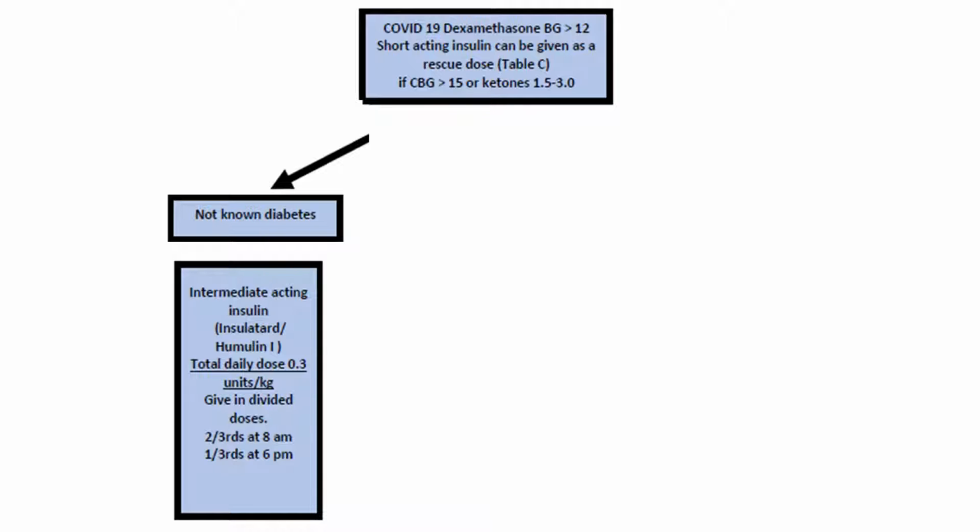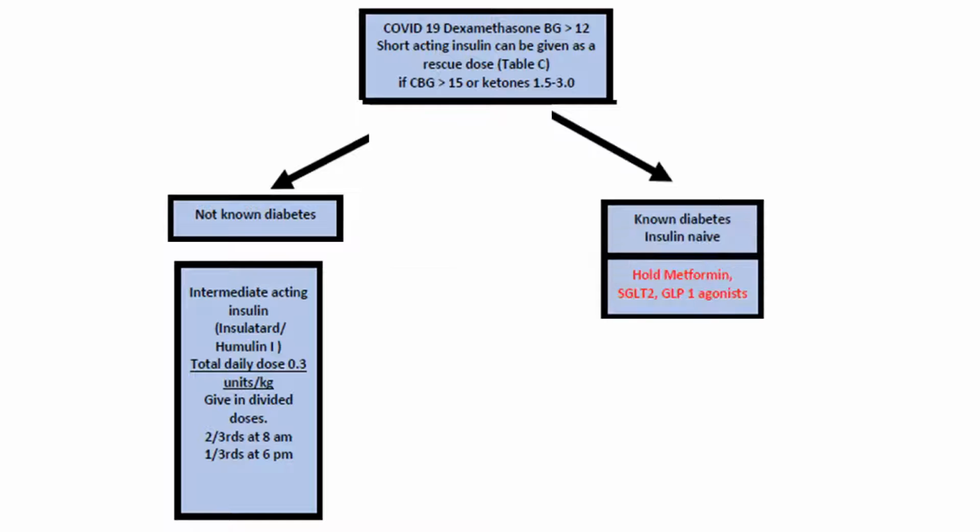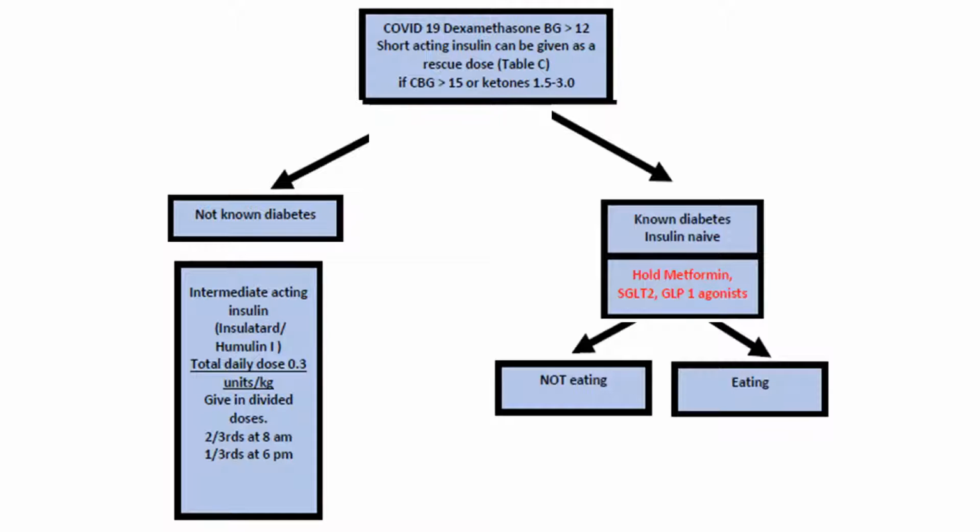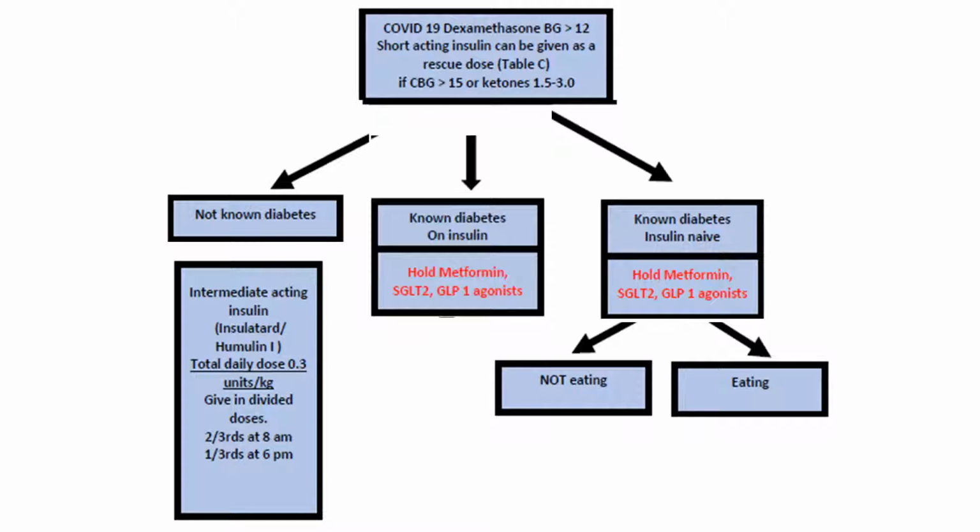In patients who are elderly, for example, more than 70, 75, or who have renal disease, you might want to start them on half the dose. And patients who already have diabetes but are insulin naive, and the blood sugars are high because you have stopped their metformin, GLP-1, or SGLT2 inhibitors, then what you do? Then if they're not eating, then you want to start them on intermediate acting insulin. Again, the similar forms which I discussed, Insulatard, Humulin I, or Humulin N, but the dose is slightly higher, which is 0.5 units per kilogram.